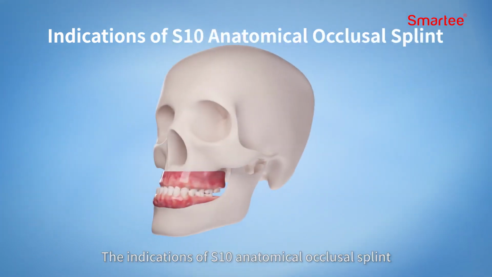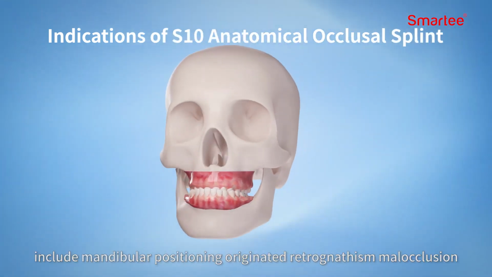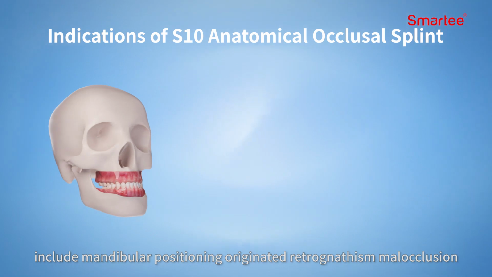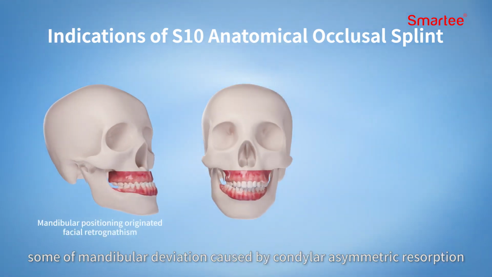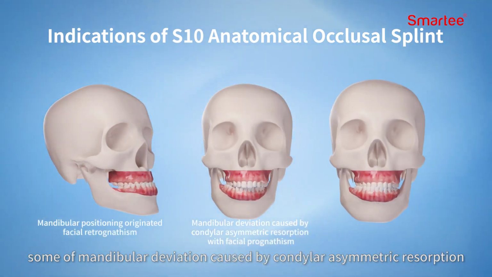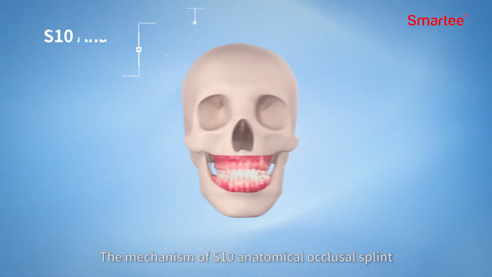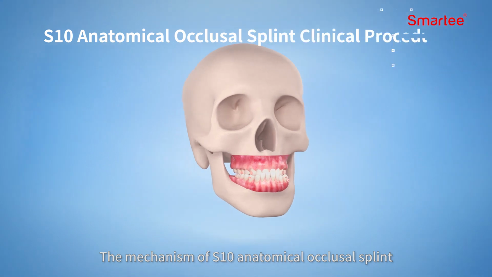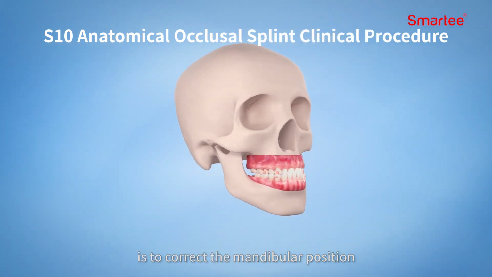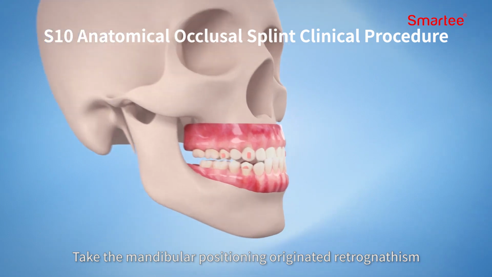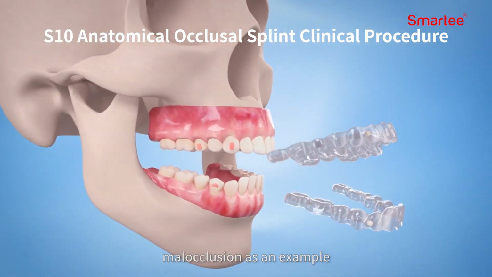The indications of S10 anatomical occlusal splint include mandibular positioning originated retrognatism malocclusion, some of mandibular deviation caused by condylar asymmetric resorption, and condylar asymmetric acromentition. The mechanism of S10 anatomical occlusal splint is to correct the mandibular position. Take the mandibular positioning originated retrognatism malocclusion as an example.